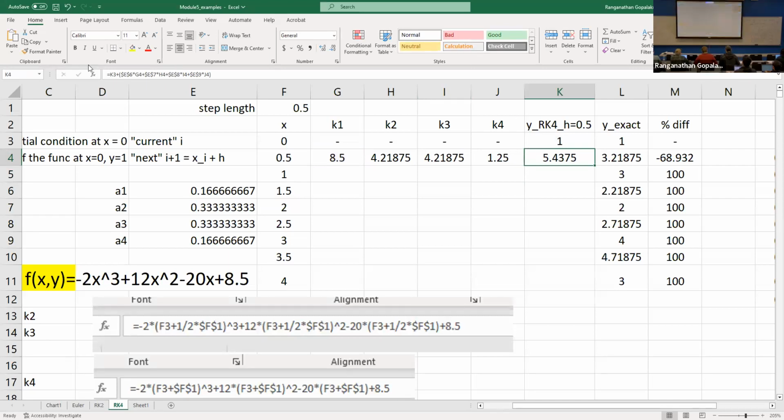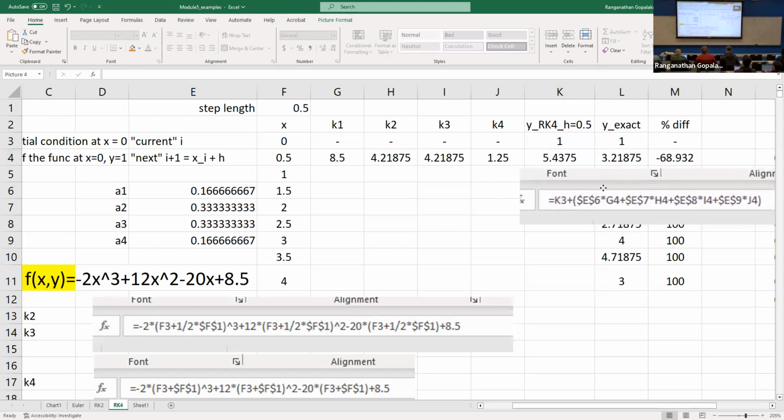Let me take a screenshot of that. So this 5.4375 is the result of this calculation. It just takes the summation of A times K, that is the four terms here: 1, 2, 3, 4.